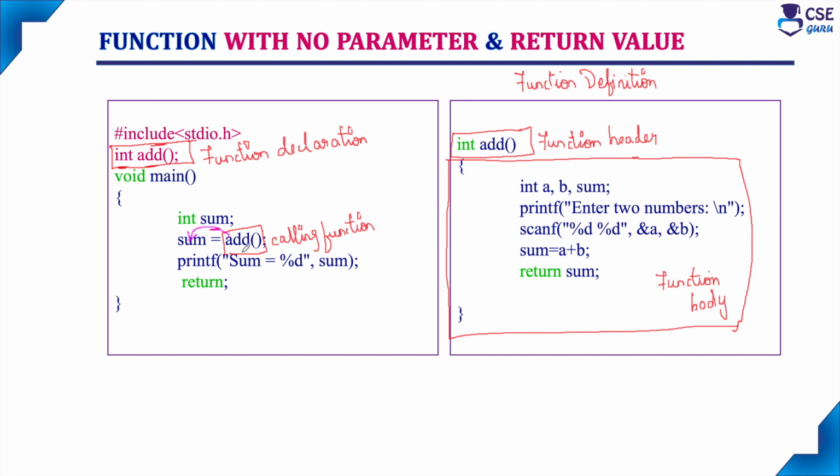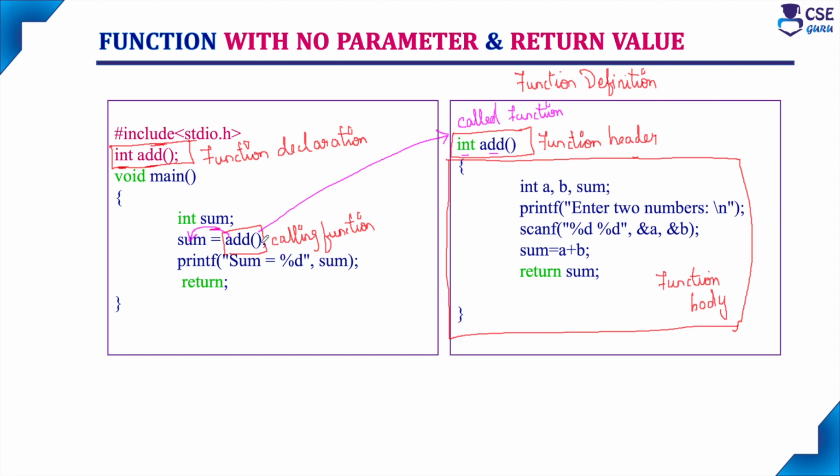When this function is called, immediately control will be transferred to the called function. So this is nothing but the called function. Here the return data type is integer and the function name is add, and it is not going to receive any argument from the calling function, since the function category is without passing any parameter. The calling function is not passing any parameter to the called function.